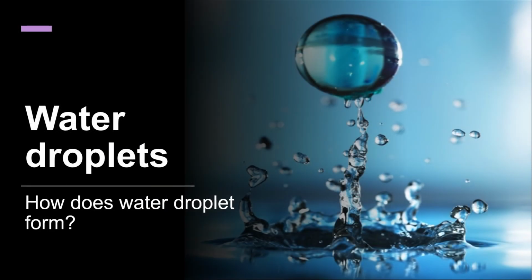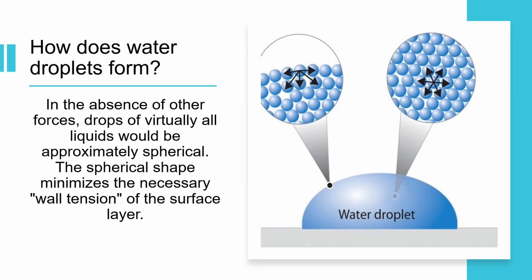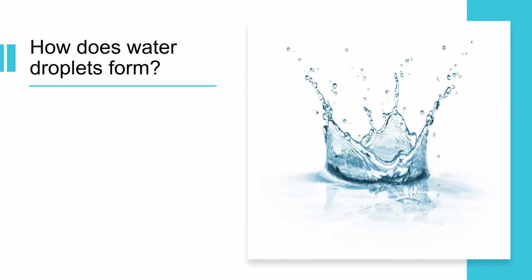Did you know how a water droplet forms? Droplets of water tend to be pulled into a spherical shape by the imbalance in intermolecular attractive forces of the surface layer. In the absence of other forces, drops of virtually all liquids would be approximately spherical. The spherical shape minimizes the necessary wall tension of the surface layer. Even though water molecules are held by strong hydrogen bonds, a water droplet is easily deformed.